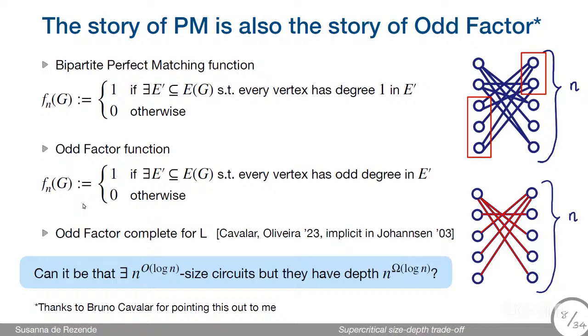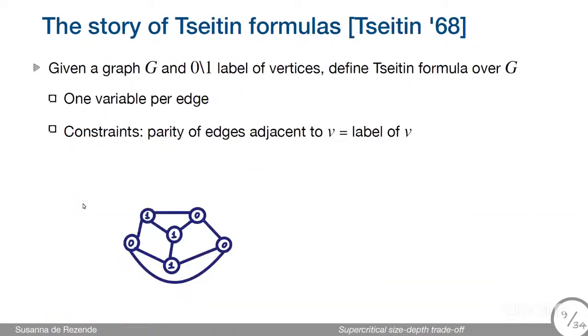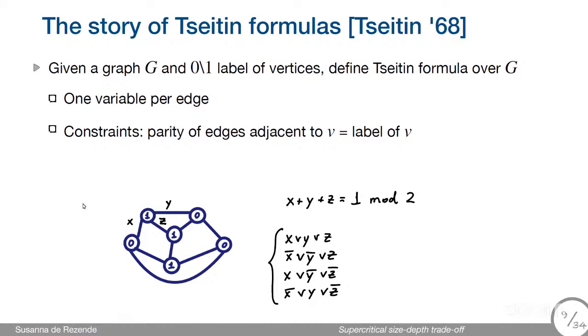Okay, and another reason to bring up this function, odd factor, is because of the Tseitin formula. In the Tseitin formula, we're given a graph. We have labels on the vertices of the graph, so 0s and 1s. And we have variables on the edges. So for example, here I just wrote three of the variables. And for every vertex, we have a constraint that says that the sum of the variables adjacent to that vertex is equal to the label mod 2. So in this case, I would have x plus y plus z equals 1 mod 2, which would translate into some clauses if I want to write this in CNF form.